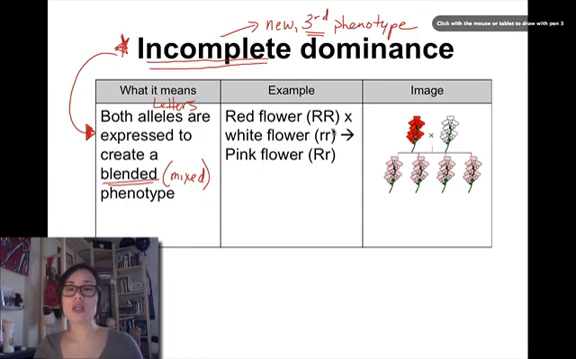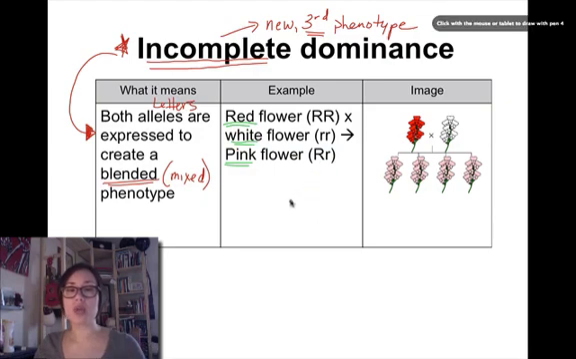When we look at our example, snapdragons, which are a type of flower, come in 3 flower colors. They could either be red, and if they're red, they're capital R, or they can be white, and if they're white, they're lowercase r. But if you see a heterozygote, the heterozygote has a brand new phenotype, and that brand new phenotype is going to be pink.